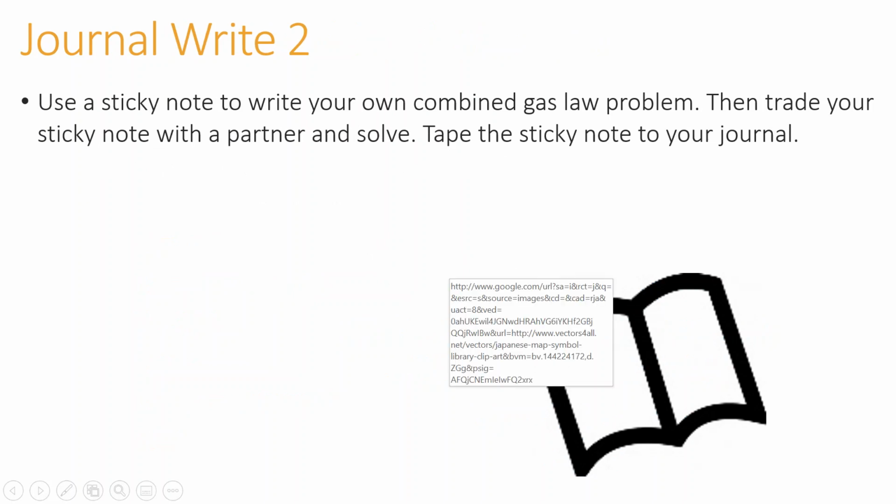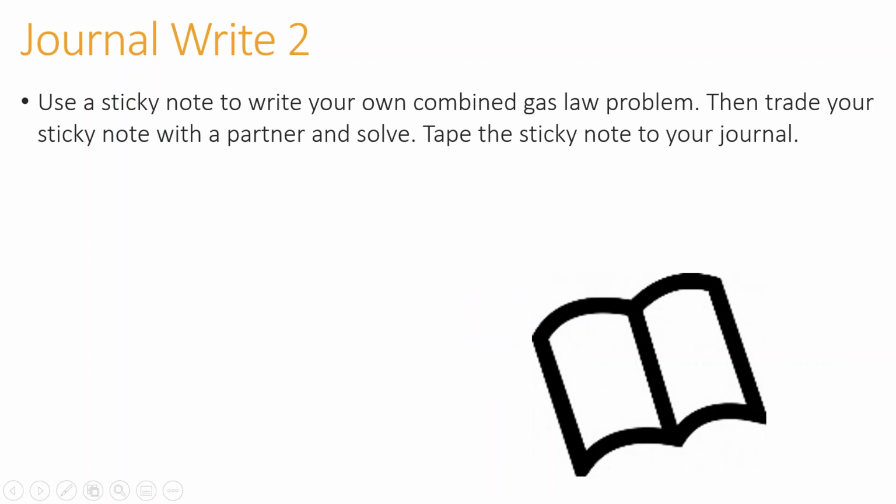So in Journal Write 2, you're going to want to create your own combined gas law problem and then trade it with a partner and solve it. This should be something similar to the problems that you solved in this classwork. So you can make up your own question, modeling it after the questions that we did in this classwork, trade it with a classmate, and then solve your classmate's problem in your journal. Don't forget to stick the sticky note onto your actual journal page.